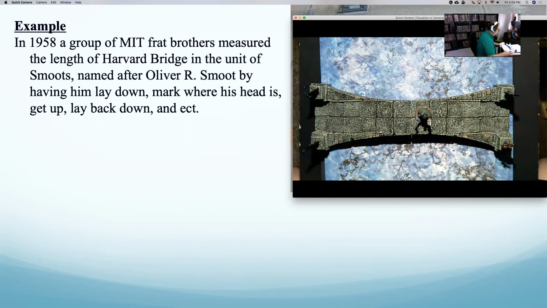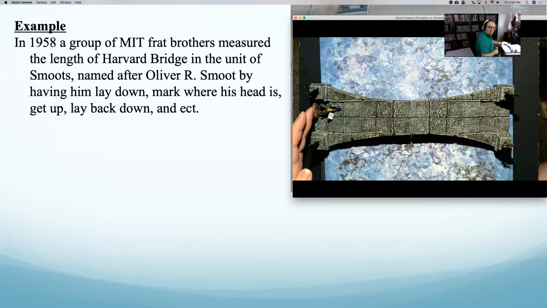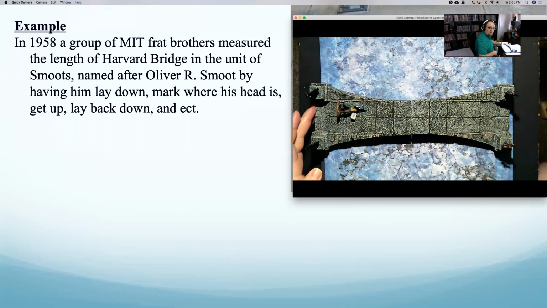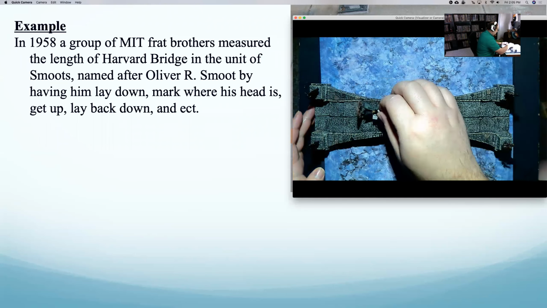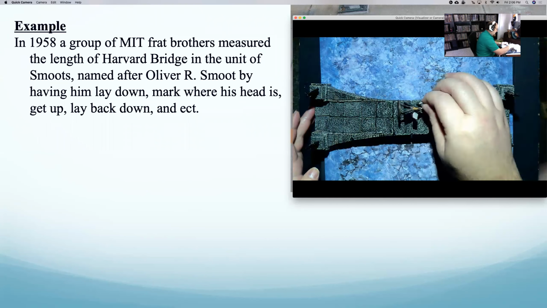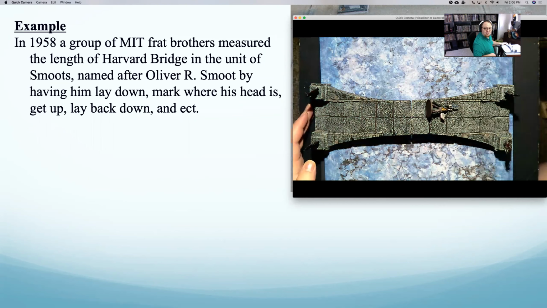They decided to measure the length of Harvard Bridge, the bridge between Harvard campus and MIT campus. How they measured it was in smoots. What they did is they made this guy lie down at the edge of the bridge, mark where his head was, and then get up and lie back down so his feet are where his head was. Then get up and lie back down again, and rinse and repeat over and over until they figured out how long the bridge is.